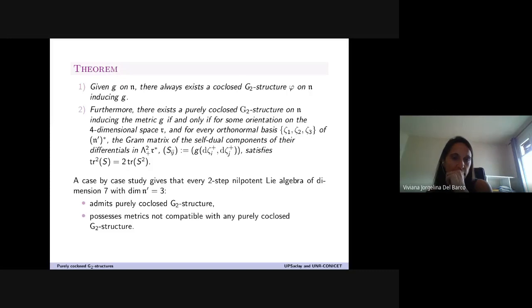And here we don't have a classification of metrics, but we can go, as I said before, case by case, and say that any Lie algebra admits purely coclosed G2 structures, and also possesses metrics which are not induced by any purely coclosed G2 structure in each one of the Lie algebras.